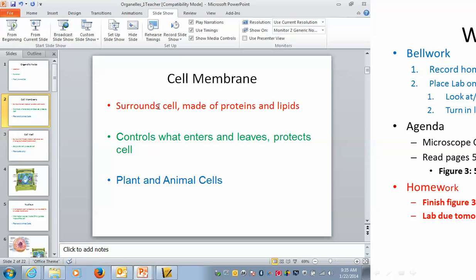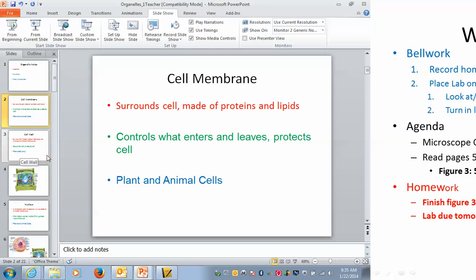The cell membrane surrounds the cell. It's made of proteins and lipids, and it controls what enters and leaves the cell. So it controls balance, it maintains balance. It also controls water, like how much water can come in and out. Both plant and animal cells have a cell membrane. Okay.